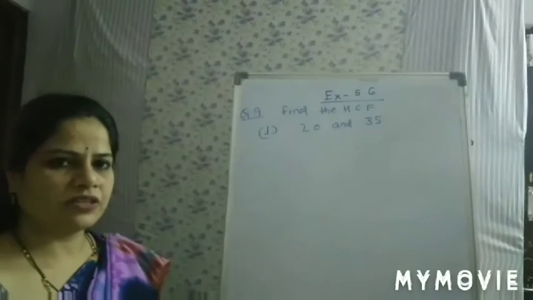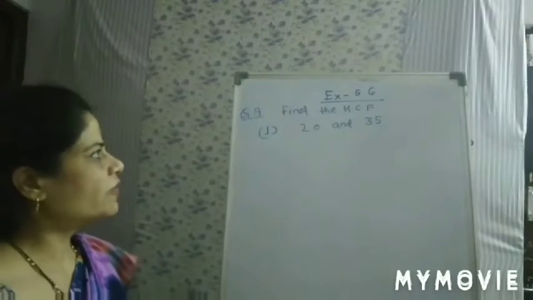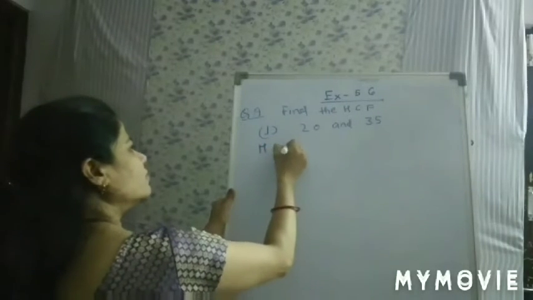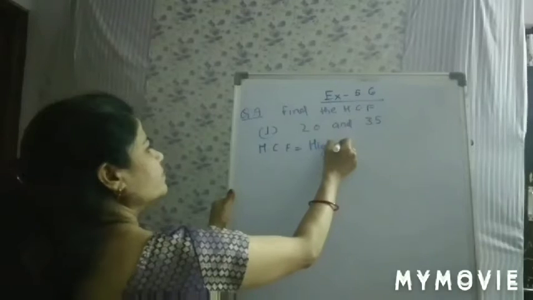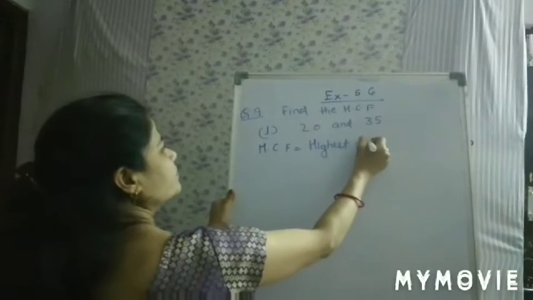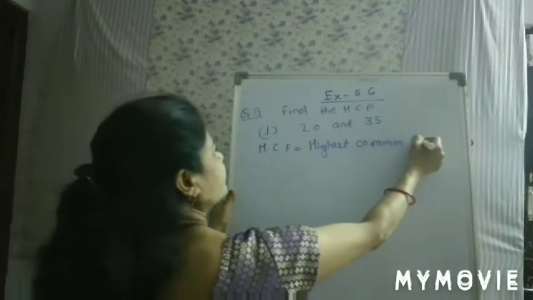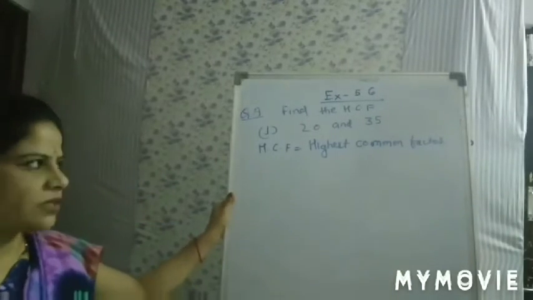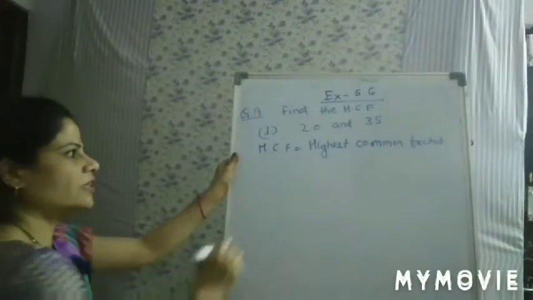In today's video lecture, I am going to start exercise 5.6. The first question is to find the HCF. The full form of HCF is highest common factor. In this question, you have to find the highest common factor of 20 and 35.